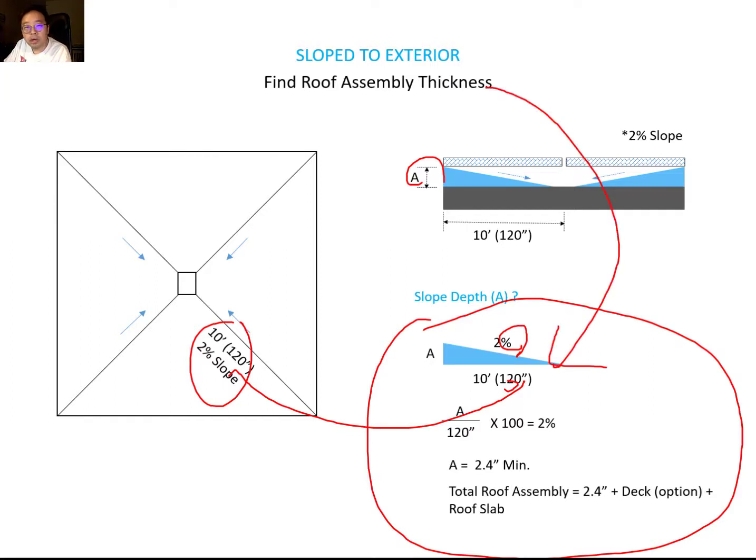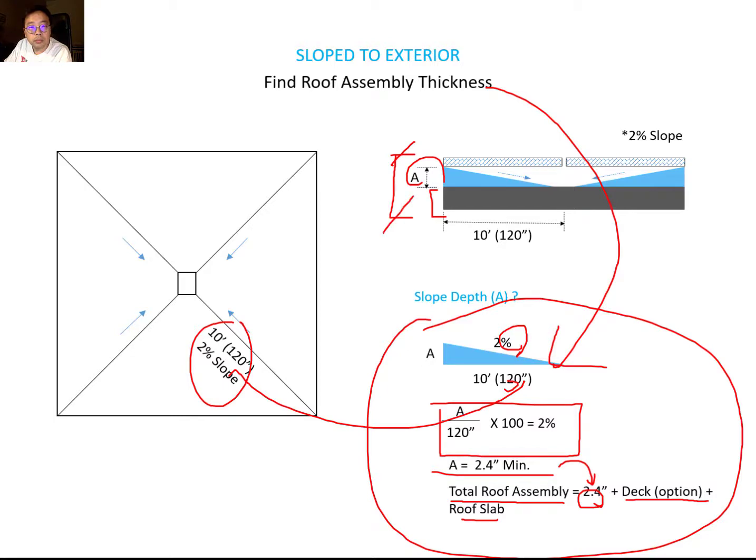It is the roof slope requirement, and then basically from this calculation you can get the A number, which is 2.4 inch minimum. It means you can just get the total roof assembly, which is 2.4 inch from here, plus the deck, which is the option, and you can also add in the roof slab here. You can just add it. So it means you can just get the total number from here to here. Okay.